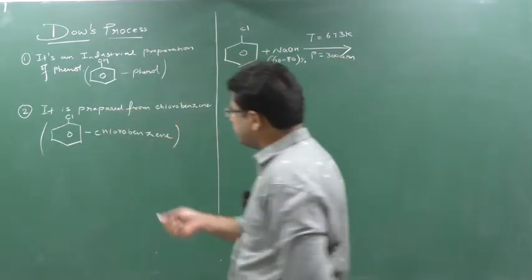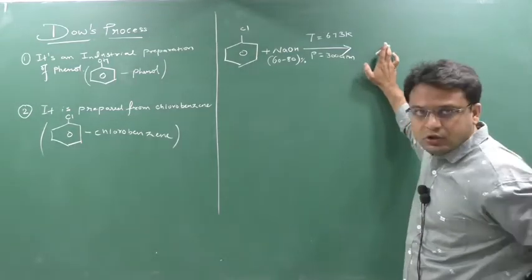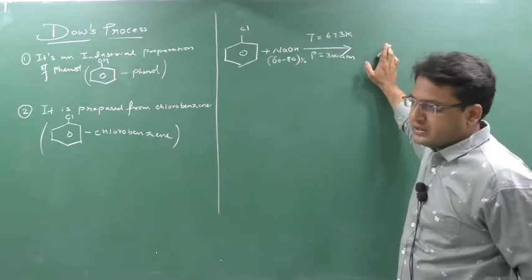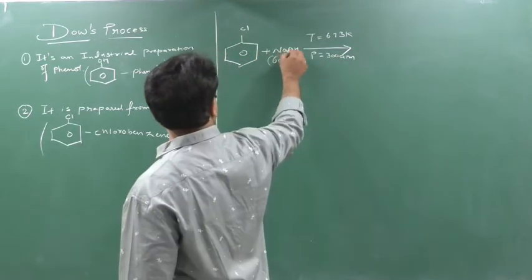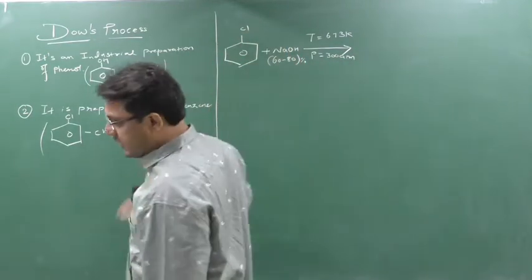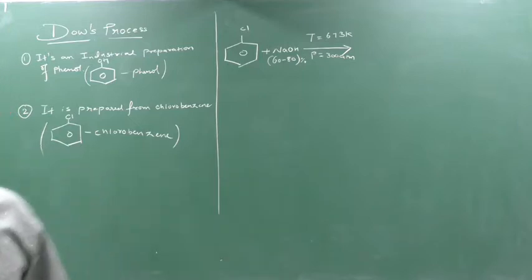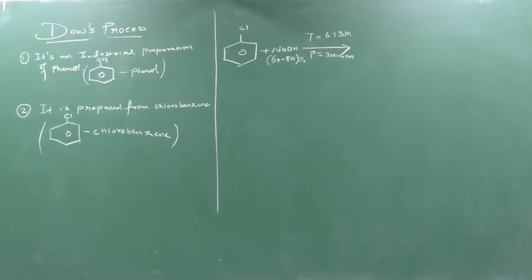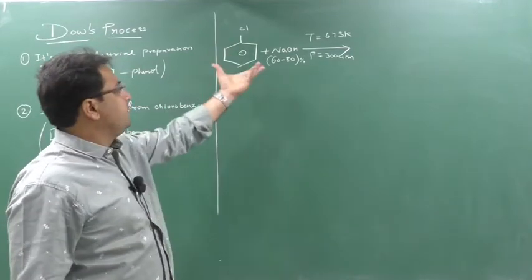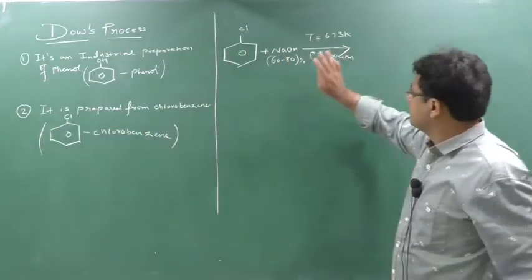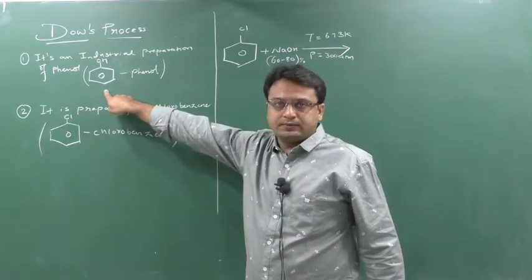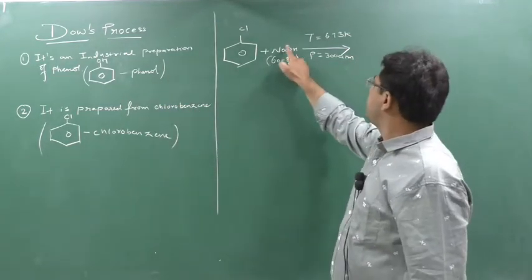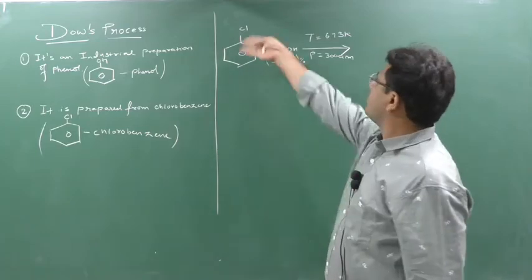Now you have to prepare phenol, which means you need OH here. So what are you thinking? You are thinking that directly this Na will react with this Cl and OH will be attached. You are thinking in this way, but it's not the case. In this way it will not be done. This is chlorobenzene, and it will be reacting with NaOH. You are thinking, take this Na, take this Cl, form NaCl, and put OH.